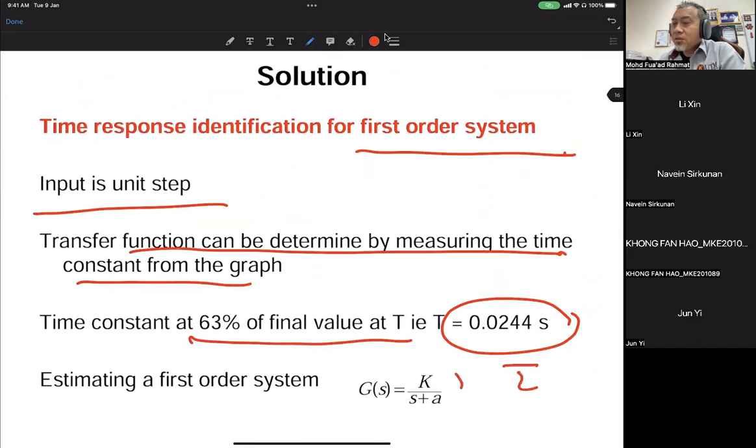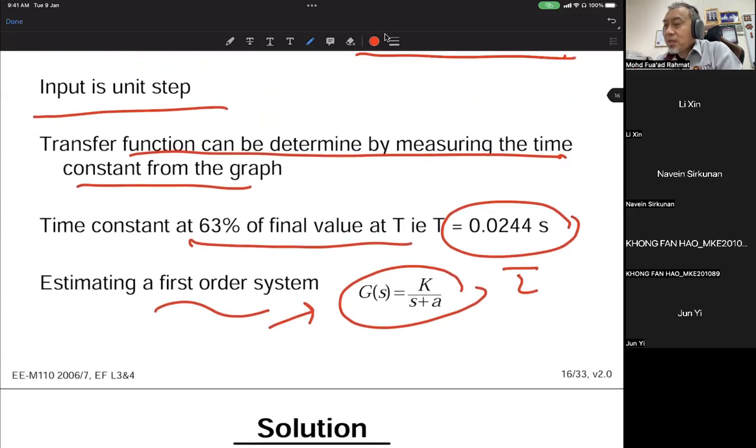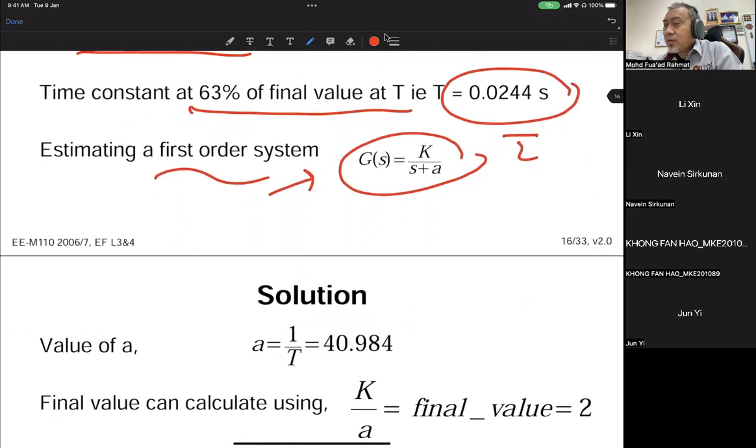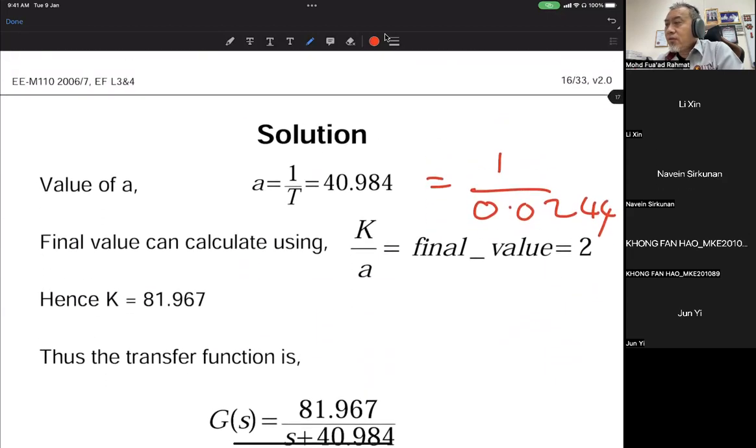So the model structure for the first order system is here. T(s) is equal to K divided by s plus a, where K is the gain, a is the pole value, and a is equal to 1 over the time constant, which is 1 over 0.0244. So the a value will be 40.98, or roughly 41.